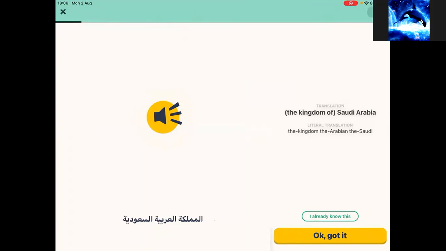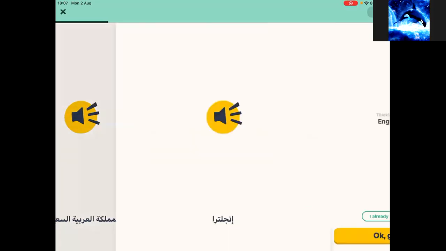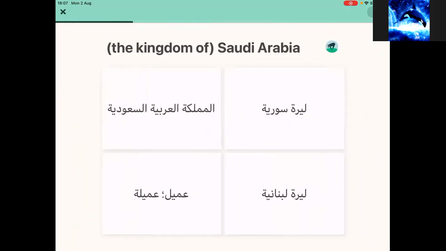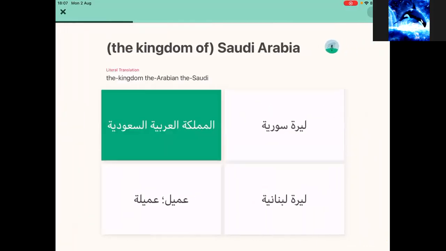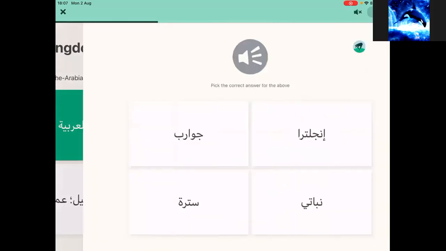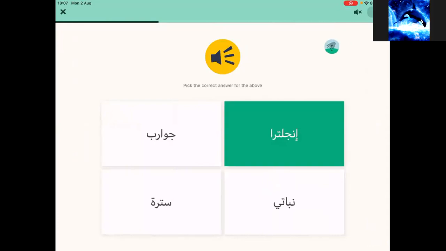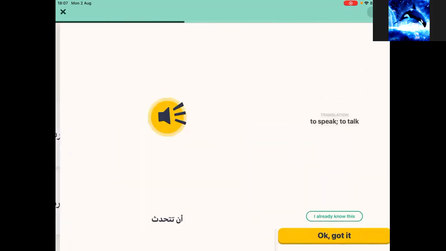المملكة العربية السعودية. Wait. That is hard. The Kingdom of Saudi Arabia. Literal translation: the Kingdom of Arabia and of the Saudi. In English, the is England. The Kingdom of the Saudi. Inglaterra. المملكة العربية السعودية. إنجلترا.